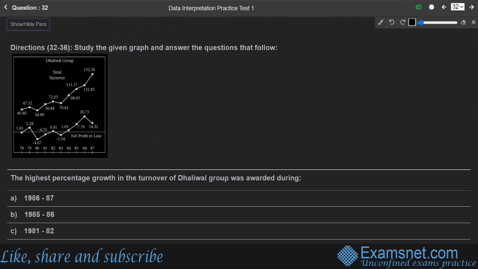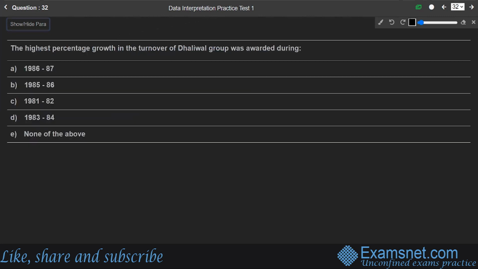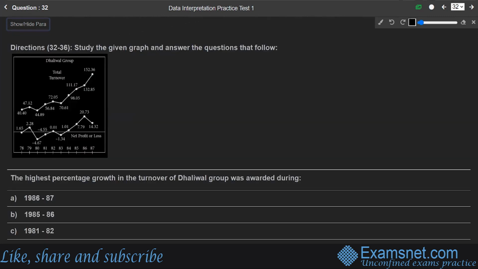So there is a group called Dhaliwal group. Okay, in that Dhaliwal group, total turnover has been given. The above line graph represents the total turnover. Okay, and I think this has to go year wise. Yes, this has to go year wise because 78, 79, 80, 81, these are years. So year wise turnovers are given.